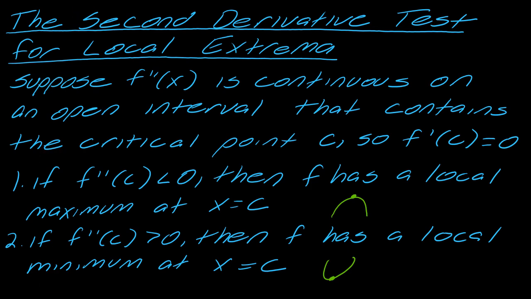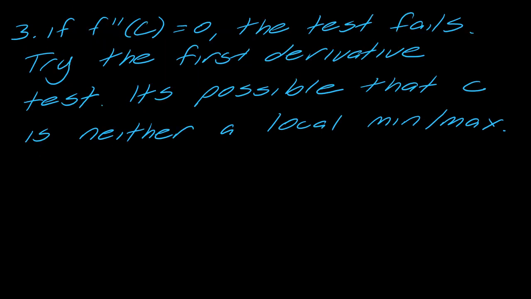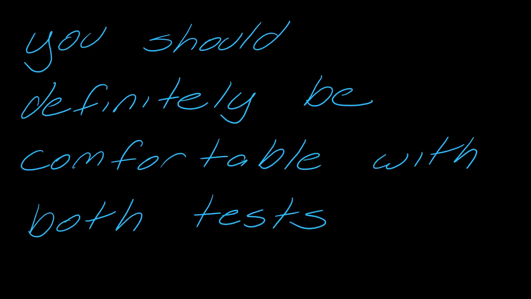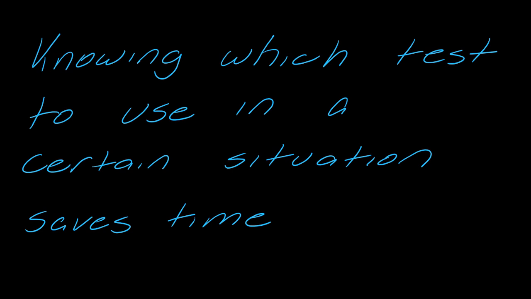And then there's another part of this. It is possible you could plug in that critical point and just get the value of 0, and that means that the test failed. So then you have to go back to the first derivative test. So it's possible that C is neither a local min or max. You need to run another test. So you should definitely be comfortable with both of these tests. A lot of times students will just hold on to the first derivative test, but knowing which test to use in a certain situation saves time.